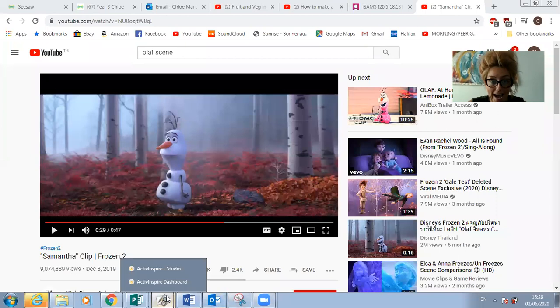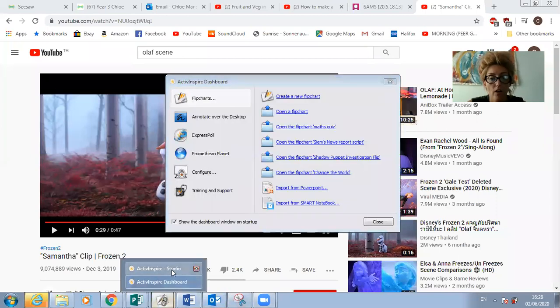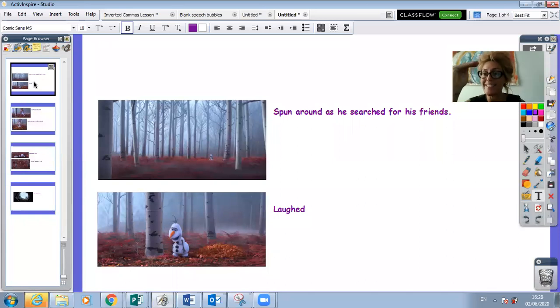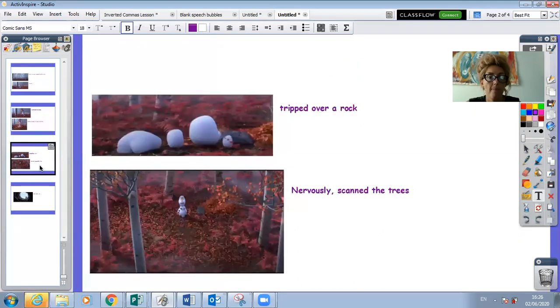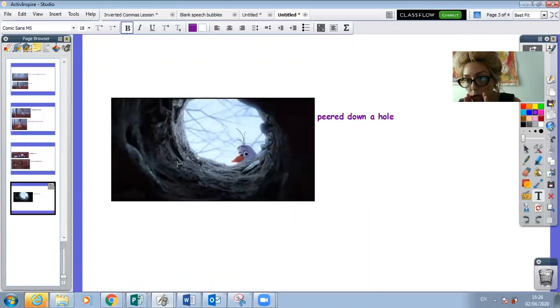I have broken the scene down into little sections to make it easier for you. On this part, he spun around as he searched for his friends. Then he laughed. Then he was swept up by leaves. He continued to walk and leaves fell on him. He tripped over a rock. He nervously scanned, that means looked, but it's a better word, the trees, and he peered down a hole.